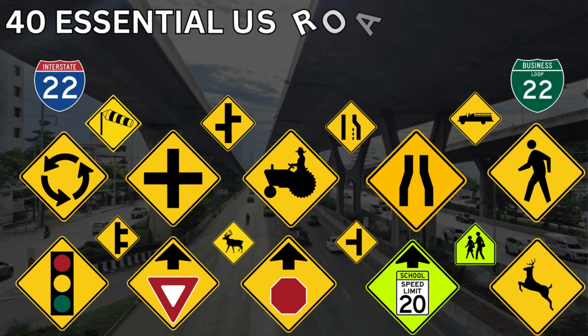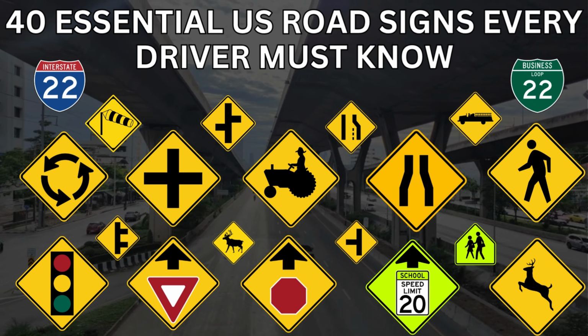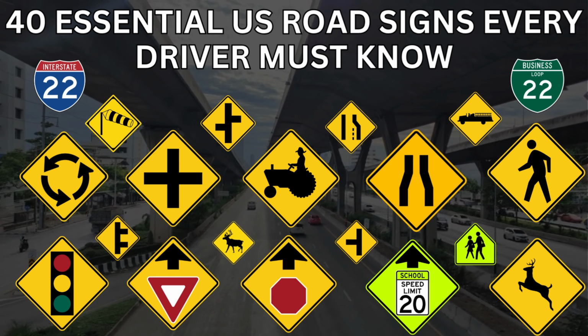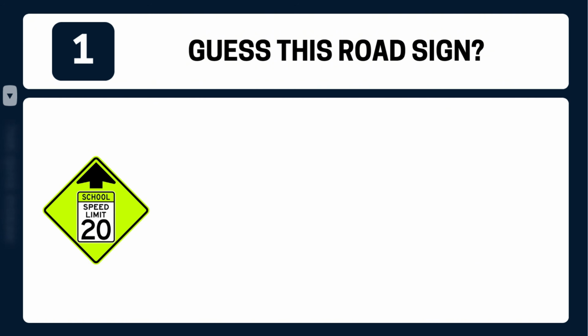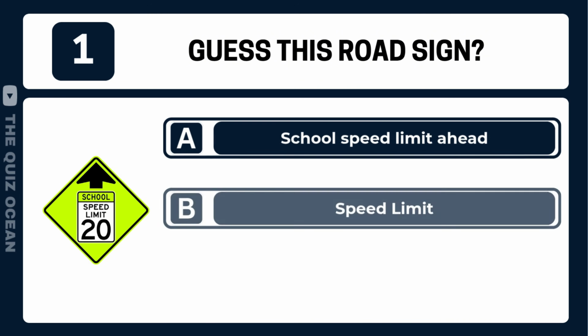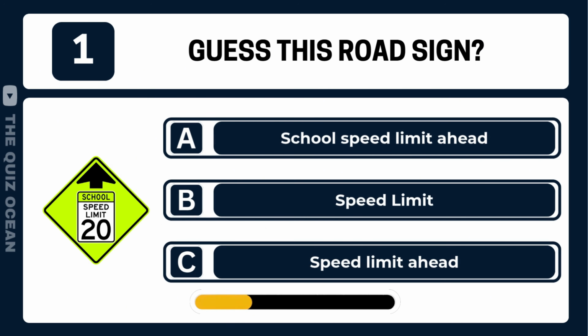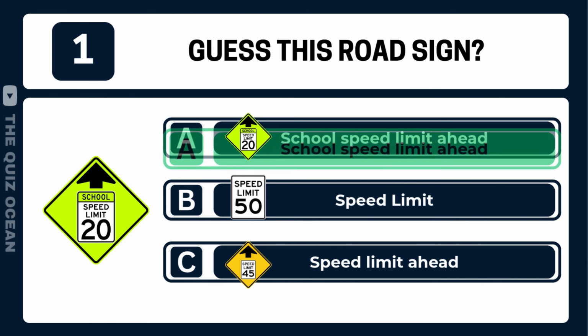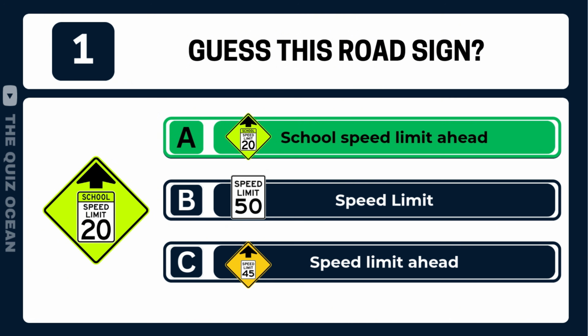Learn these 40 essential U.S. road signs every driver must know to pass the DMV test with ease. Question 1. Guess this road sign. The answer is A. School speed limit ahead.